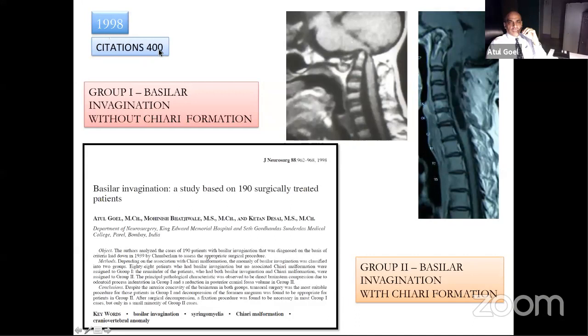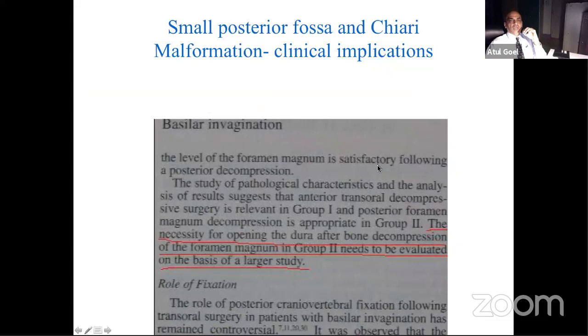In 1998, the concept about basilar invagination was that all these patients have fixed dislocation. Because the dislocation is fixed, decompression was the treatment. So you do transoral decompression or foramen magnum decompression. So this was the treatment in 1998. And we said that there is a small posterior cranial fossa and you should do bone decompression. There is no need to open the dura in these cases, for the first time in literature.